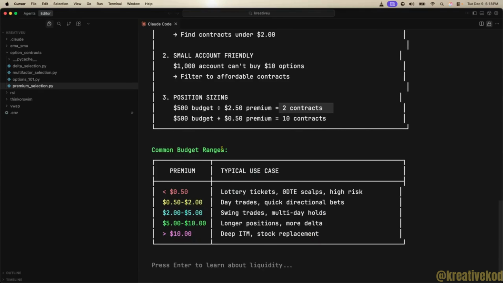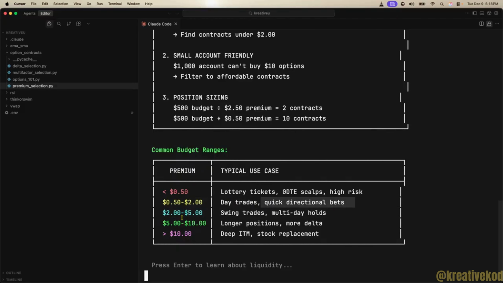So common budget ranges. Less than $50, we're going to be buying lottery tickets. These are option contracts that are a little bit further out of the money, 0 DTE scalps, or option plays that allow you to get in and out of positions fast. These are high risk, high reward. A premium between 0.50 and $2, so $50 to $200, these are day trades, quick directional bets.